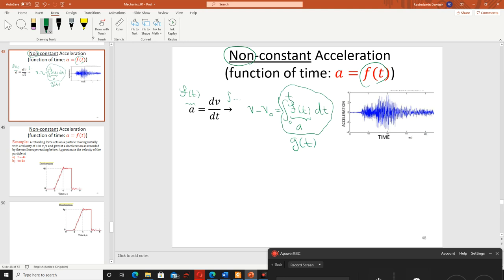We keep everything general. Therefore, v is equal to v naught plus g(t). And based on the definition of speed, the first time derivative of distance with respect to time, s dot, is equal to v naught plus g(t). You just replace this one here.